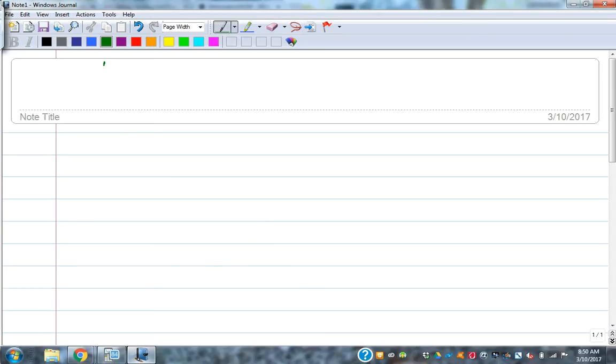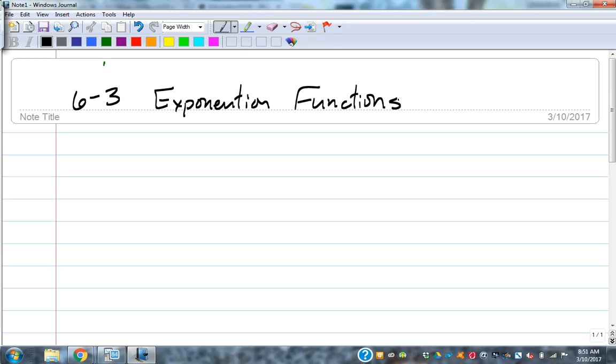All right, today we're going to be talking about exponential equations, section 6.3. Or exponential functions. We'll be solving a few equations as well. So an exponential function, f of x equals c times a to the x. The c that's in front is just a number. That's your initial value.